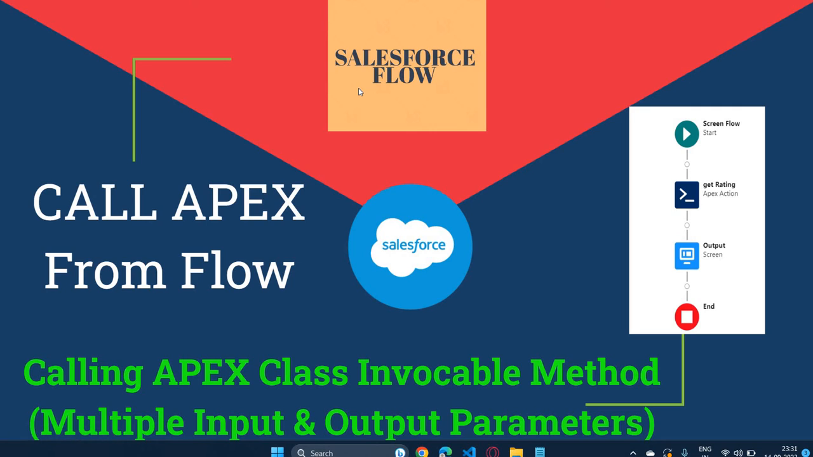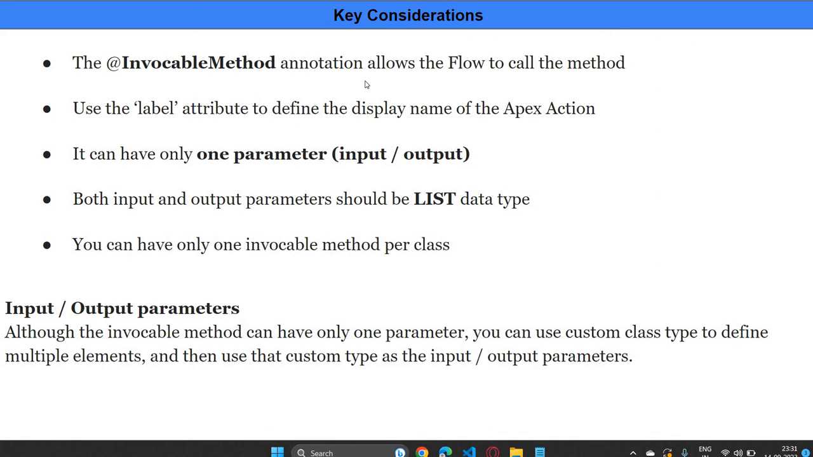In this video, we're going to see how we can make a call to an Apex method from Flow. This is an extension to the previous video where we created an Apex method and then called it from the Flow. But what we did not cover in the previous video is how to handle multiple input parameters and multiple output parameters.